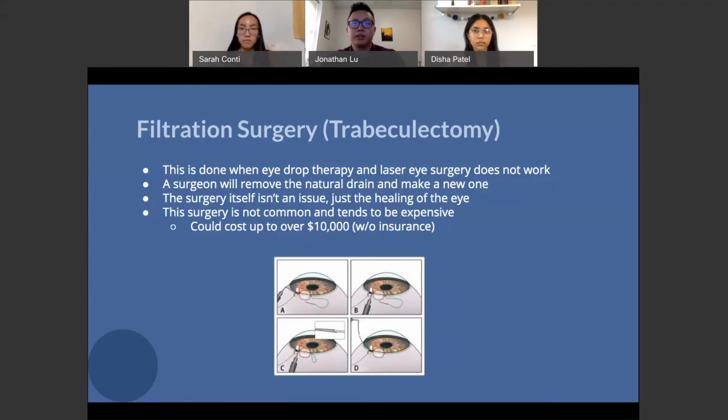This surgery requires special sedation medications and an eye surgeon. Along with the medications that may be required, the surgery could be quite expensive. This is not a very efficient option for those that do not have insurance.